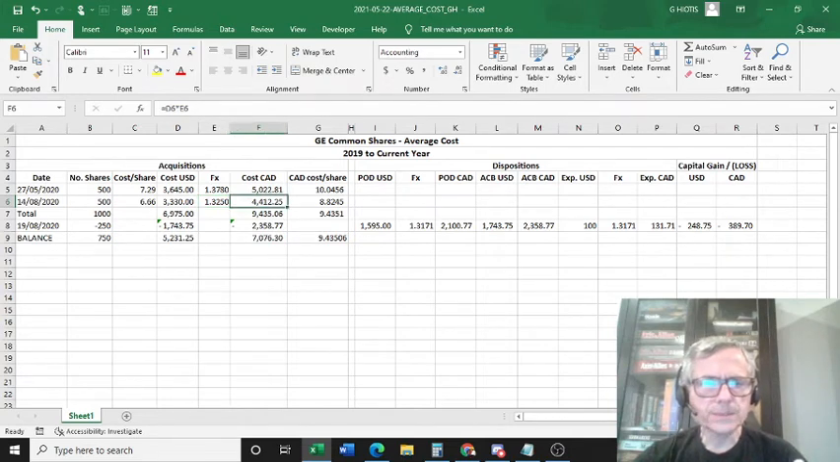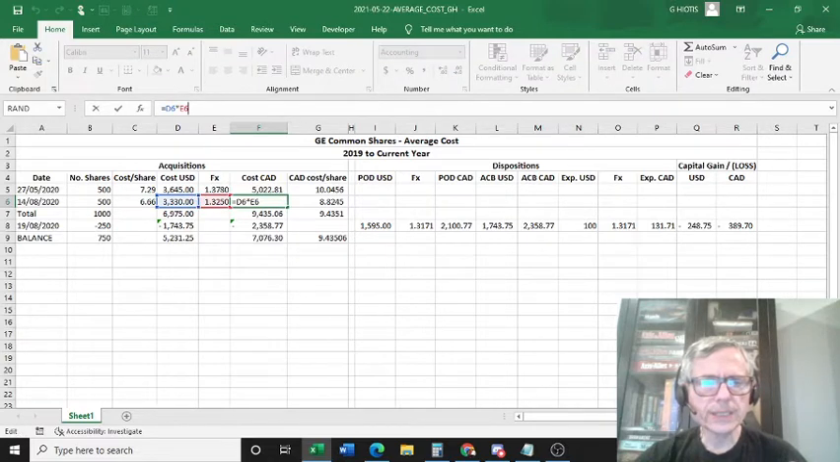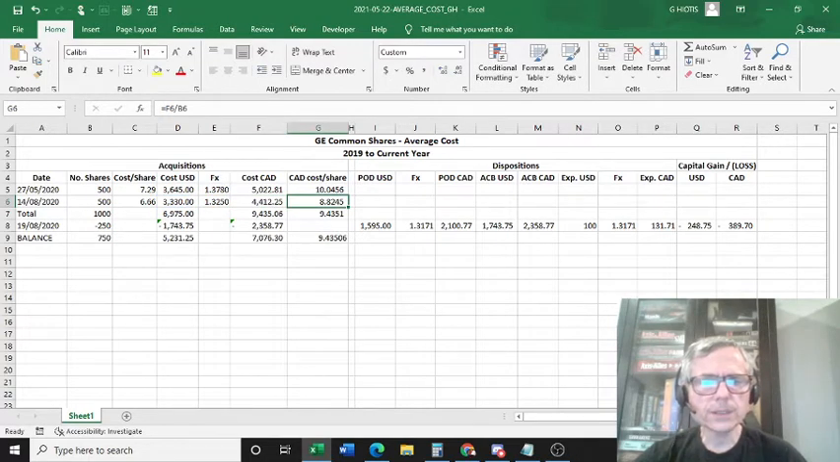Again, when we multiply the total cost in US dollars by the exchange rate on the 14th of August 2020, you get the Canadian cost of another 500 shares, which is roughly $8.82 per share.